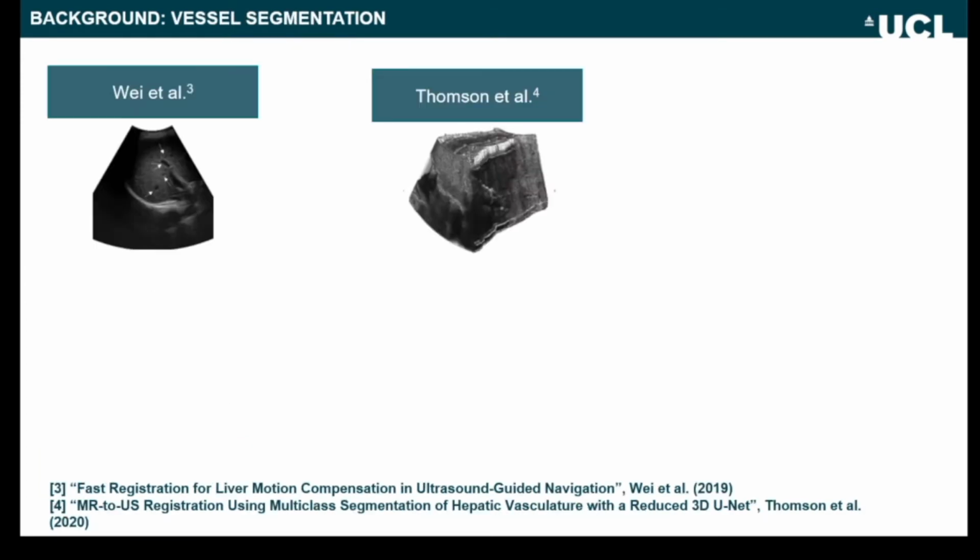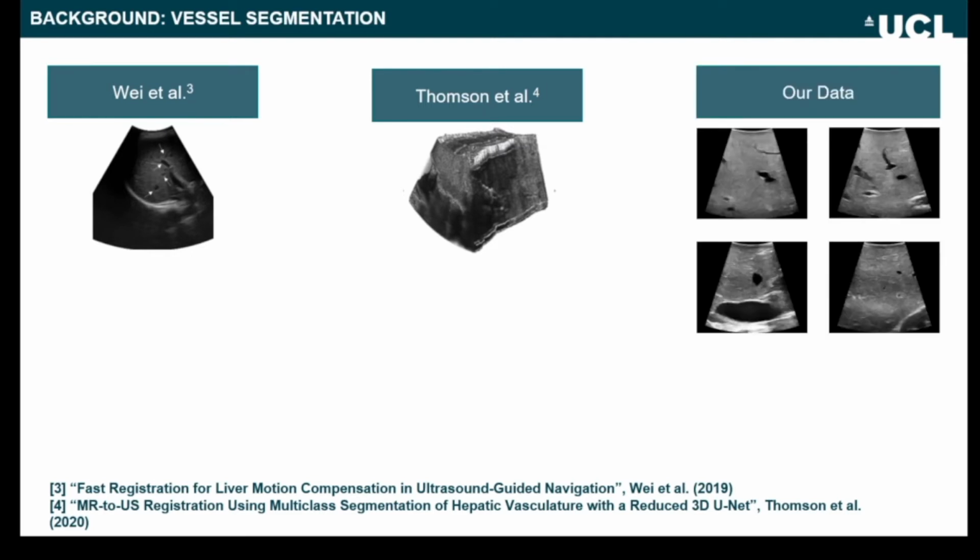Several papers in the literature address the specific problem of vessel segmentation from hepatic ultrasound. Wei et al. in 2019 proposed a multi-class UNet to segment hepatic vasculature from percutaneous abdominal ultrasound. Similarly, Thompson et al. proposed a 3D UNet to segment intraoperative abdominal liver ultrasound. In comparison to our data, abdominal hepatic ultrasound shows a different feature distribution of less variant vessels in terms of size and position.